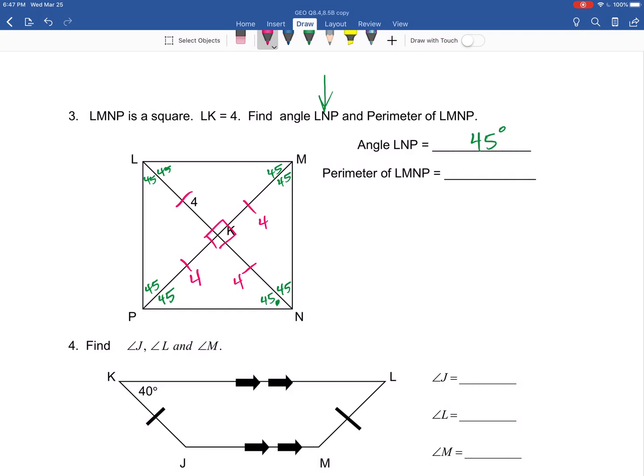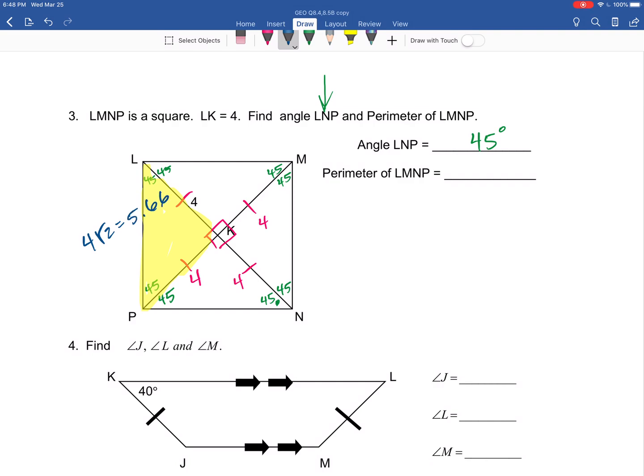So I'll tell you what, I'll work on this one right over here. If you want to do 45, 45, 90, you could, or you could do Pythagorean theorem. 4 squared plus 4 squared equals LP squared. I'm going to do the 45, 45, 90. I take the leg and I multiply it by root 2. Here it is, 4 root 2. Let's get that as a decimal. 4 root 2. That's going to be 5.66.